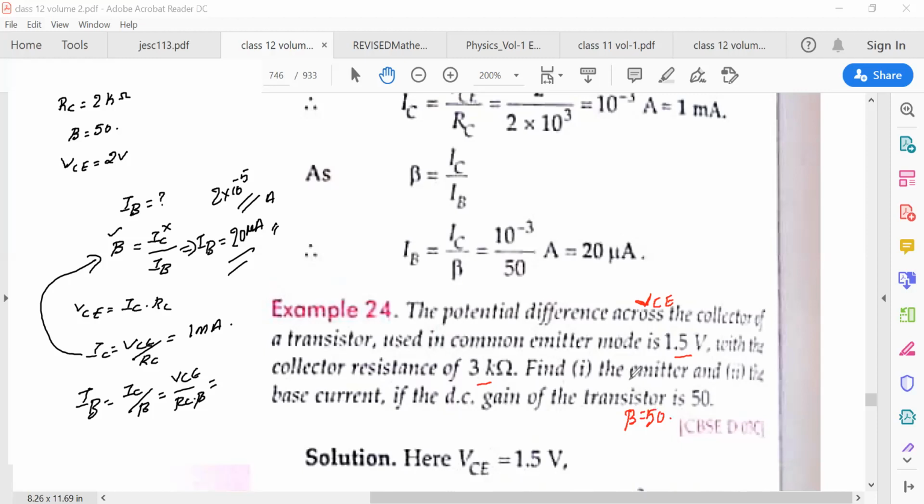Try to find IE and IB. First find IC. From the beta, find IB. And at the end, there is one formula: IE is equal to IB plus IC. In this relation, you can find IE also. So do it slowly. Same process now, but we are going to find IE also.